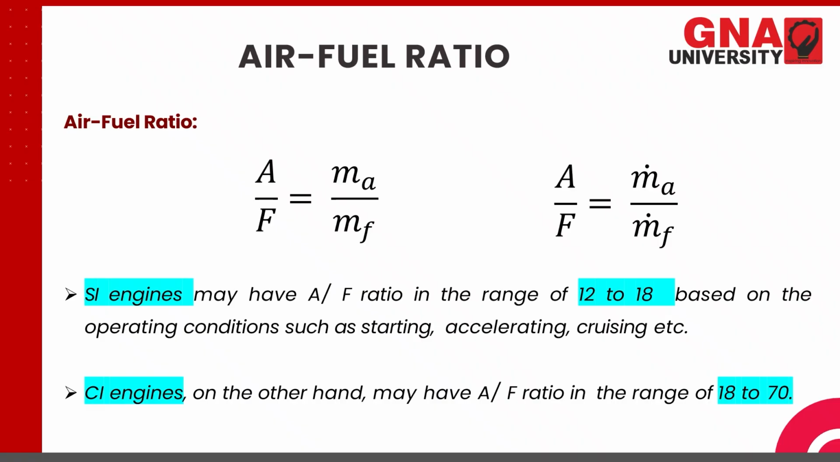SI engines may have an air fuel ratio in the range of 12 to 18, based on the load conditions such as starting, accelerating, cruising, etc. Whereas CI engines have an air fuel ratio in the range of 18 to 70. So it's a wider range. Hence CI engines are generally used for heavy vehicles so that they can cover the wider range of accelerating, starting, cruising, etc.